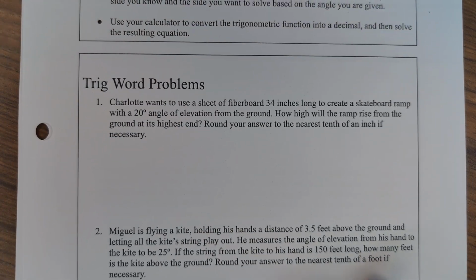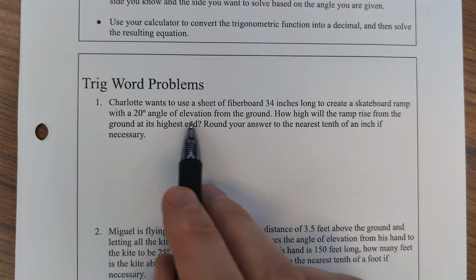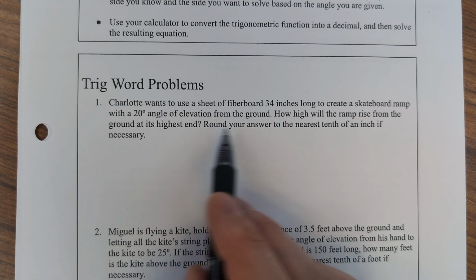So here we go. Charlotte wants to use a fiberboard 34 inches long to create a skateboard ramp with a 20-degree angle of elevation from the ground. How high will the ramp rise from the ground at its highest end? Round your answer to the nearest tenth.